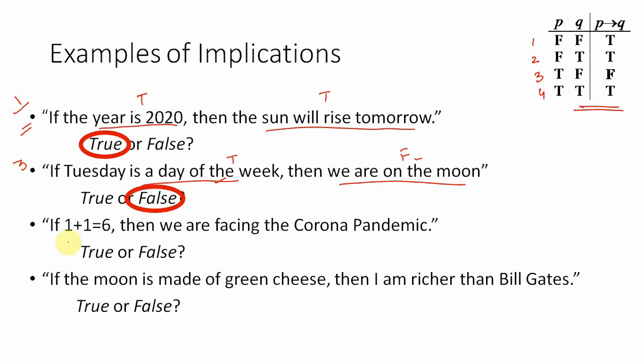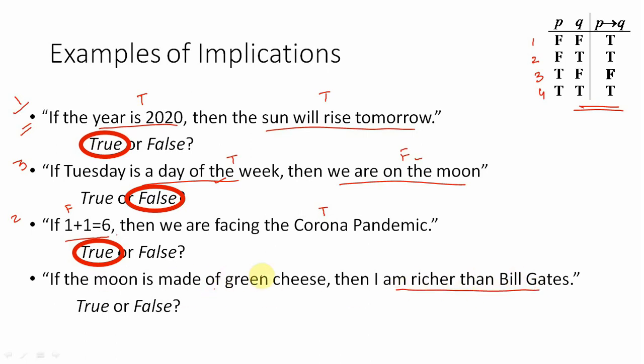If 1 plus 1 is equal to 6, this is false, then we are facing the corona pandemic, this is true. So we are talking about row number 2, and still the implication is true. If the moon is made of green cheese, then I am richer than Bill Gates. I wish that were so.